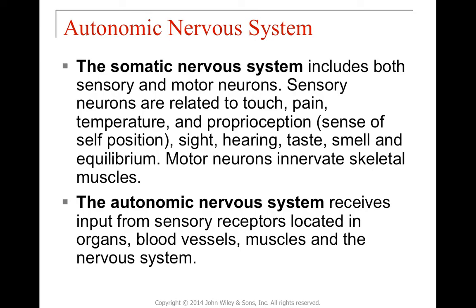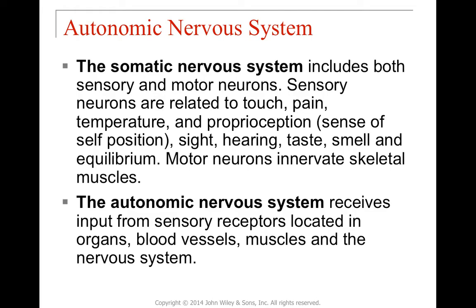So this first slide does a comparison between the somatic nervous system and the autonomic nervous system. Now, the somatic nervous system is responsible for sensory and motor neurons. Basically, it's responsible for detecting everything from the external environment, neurons such as touch, pain, temperature, and what's called proprioception, which is basically how you feel relative to your environment, or your sense of self-awareness or self-position. It also involves special senses such as sight, hearing, taste, smell, and equilibrium. Now, this involves motor neurons that innervate skeletal muscles, which are under voluntary control.